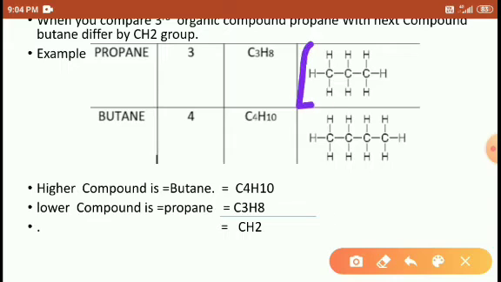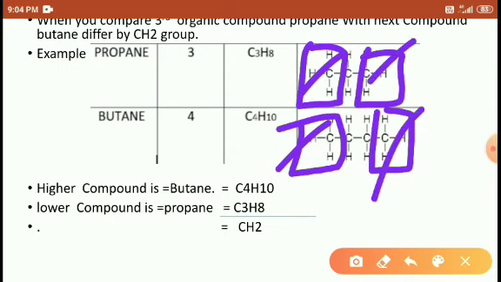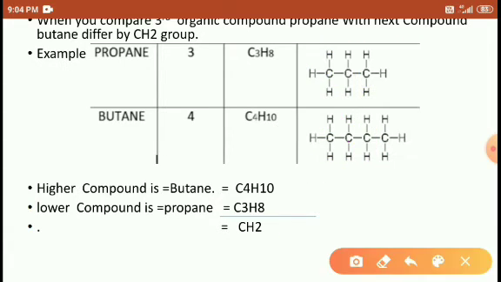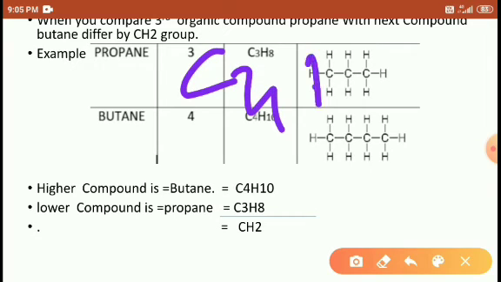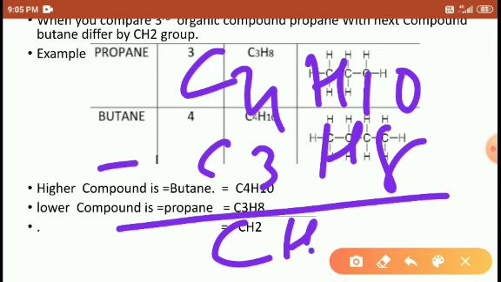Here this CH3 and this CH3 get cancelled. Left here only CH2. Or the simple example is here, students, the C4H10, from which you may subtract C3H8, you get the CH2.